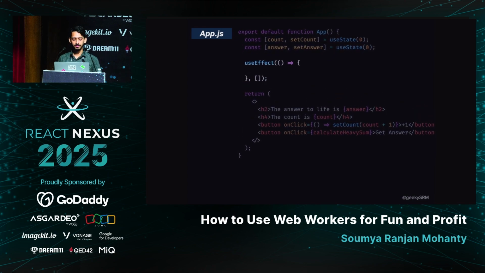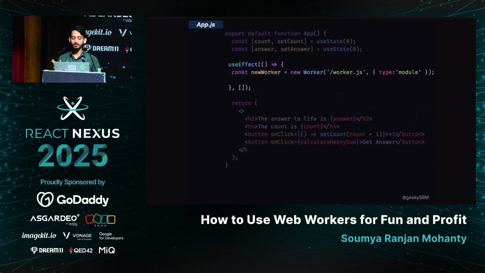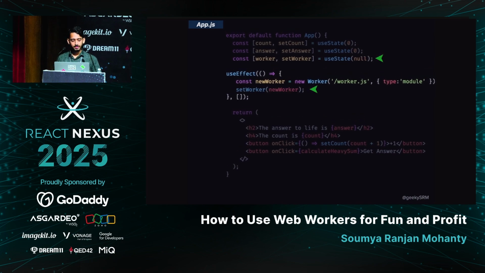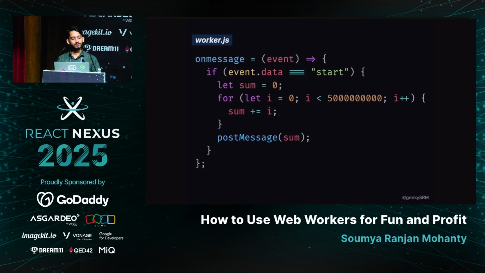Instead, I'll just add a useEffect. Inside it, we are creating a new Worker object. We use new Worker and we are passing a path called worker.js. We'll create that in a second. Then we are storing the worker instance in a state variable called worker, and we are doing setWorker so that it can be used later on. Then we come to the worker.js file. This is a new file that we'll create. Inside it, we have an onmessage function.